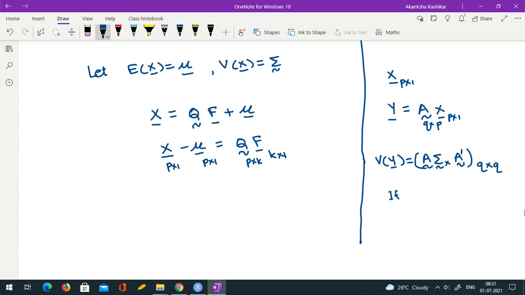Now what happens if q is greater than p? If q is greater than p, you are trying to construct a bigger matrix from a smaller matrix, because sigma was p cross p. As a result, linear algebra theory would tell us that in such a case, my new matrix, say sigma y, cannot have full rank.